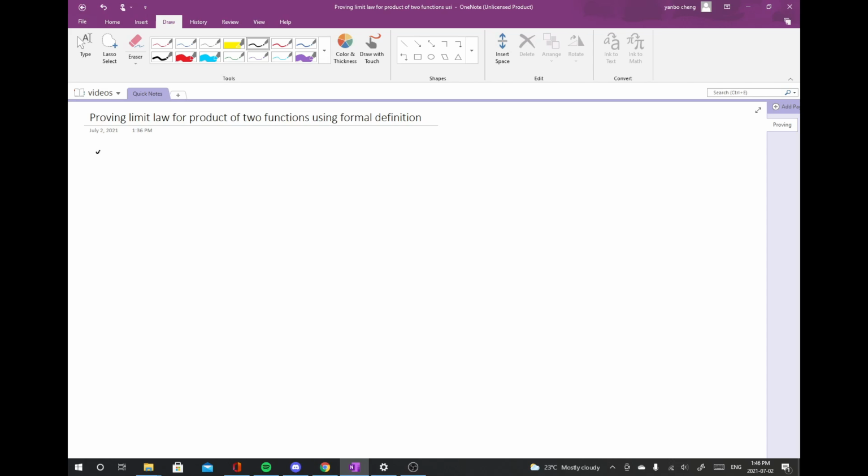So let's have two functions. We let f and g be functions that are defined on an interval centered at a, which is a real number.